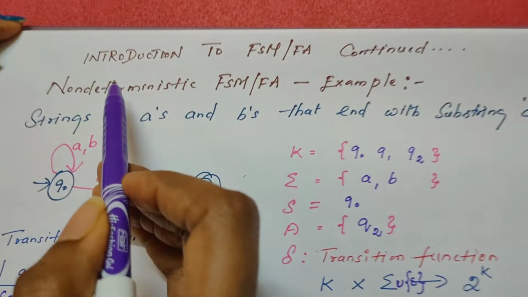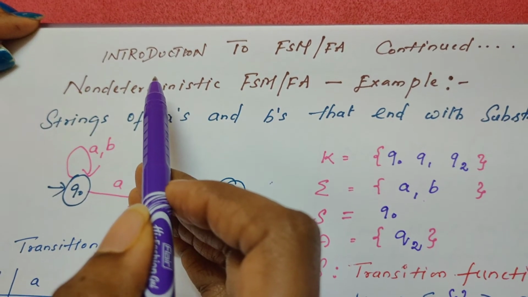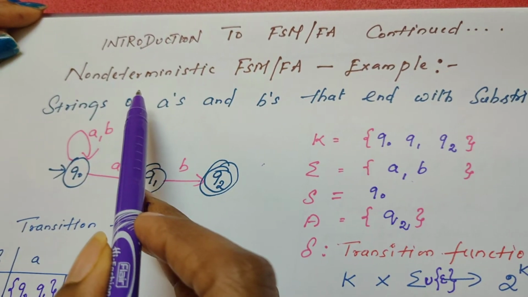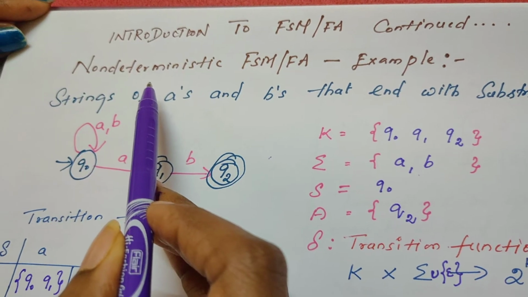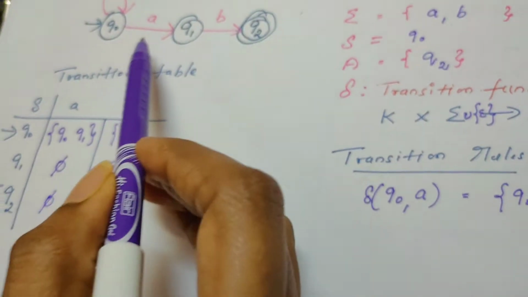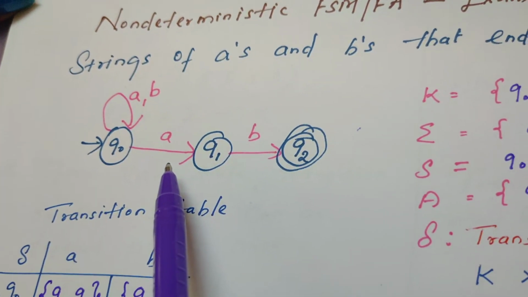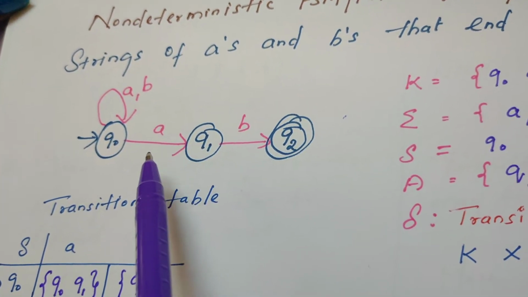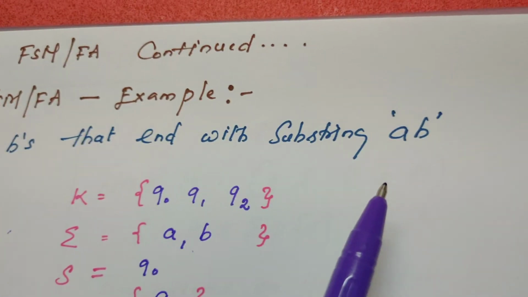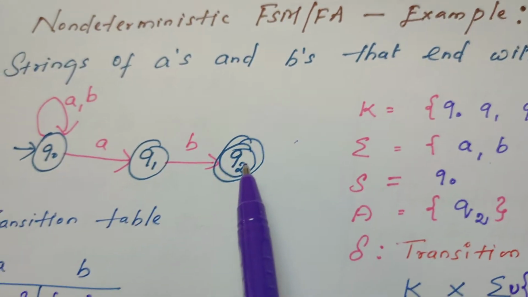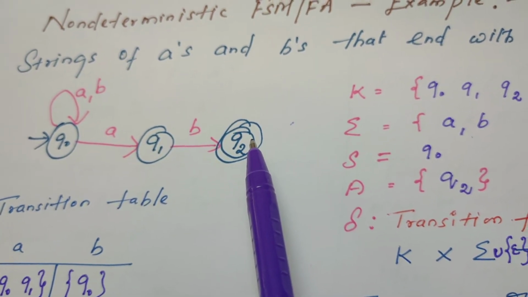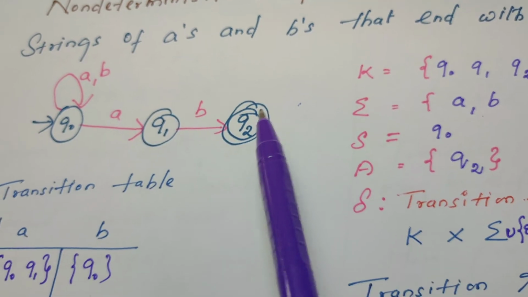In this video, let us continue to see the introduction of finite state machine or finite automata. In this video, we are going to see another type of finite state machine, which is non-deterministic finite state machine. Here I have the transition diagram, which recognizes the language, that is, the strings of A's and B's that end with the substring AB. For the same language, in the previous video, I have given the transition diagram for DFSM. Now let us see NFSM.